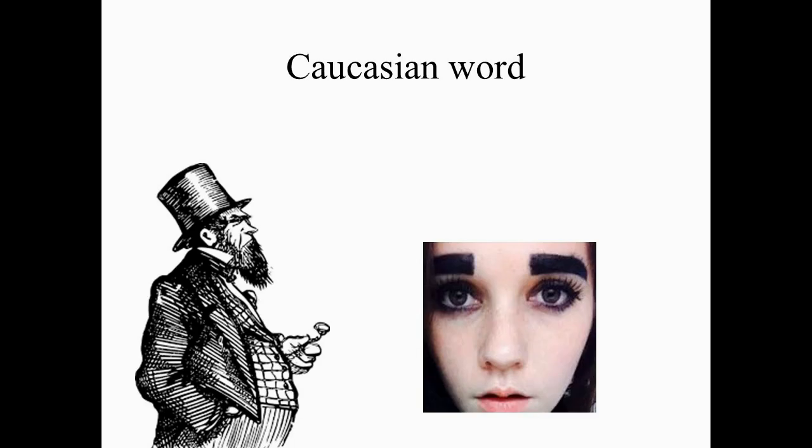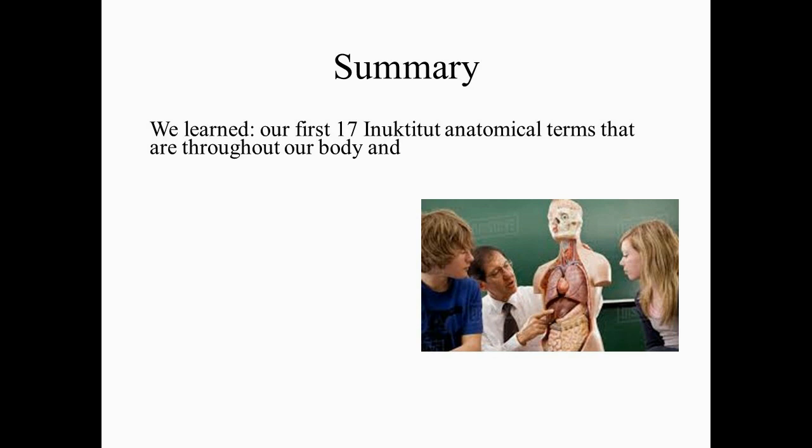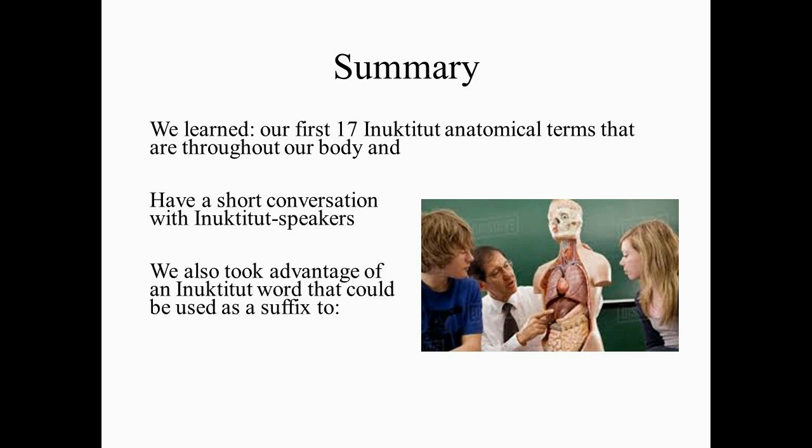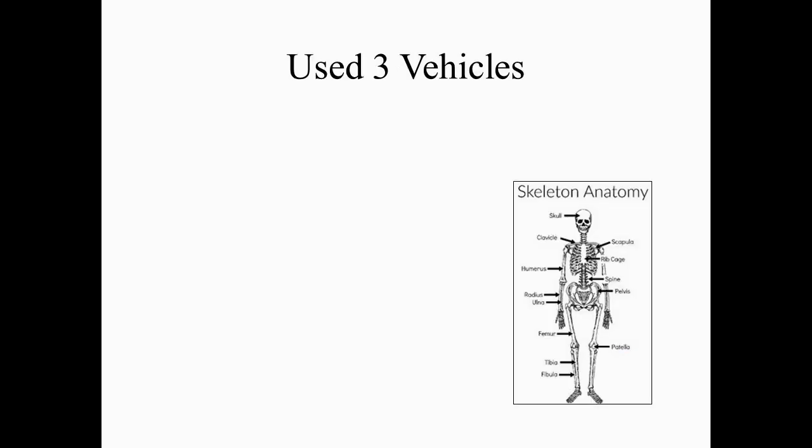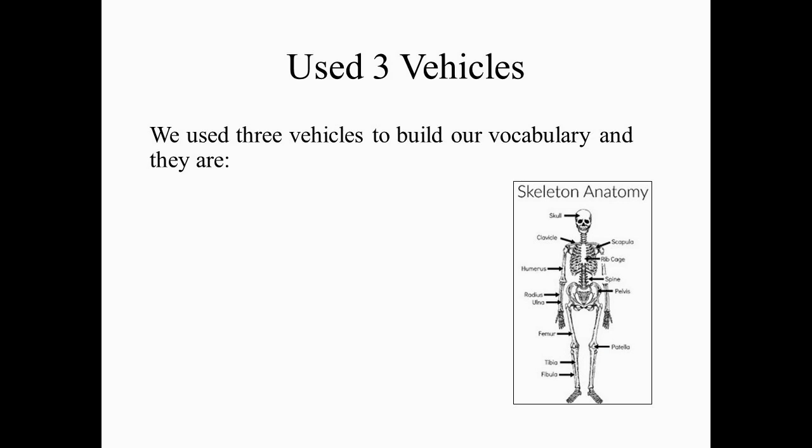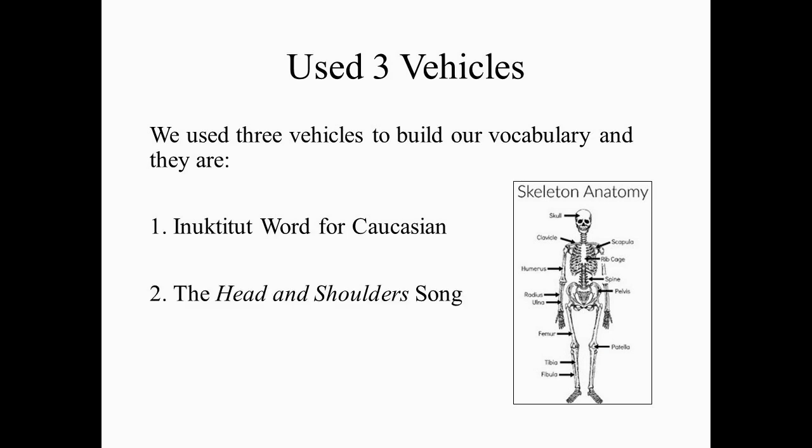In today's class, we learned our first 17 Inuktitut anatomical terms that are throughout our body and have a short conversation with Inuktitut speakers. We also took advantage of an Inuktitut word, the ear, that could be used as a suffix to describe medical terms invented by the Inuit. We used three vehicles to build our vocabulary, and they are the Inuktitut word for Caucasian, the Head and Shoulders song, and the Where is the Thumb song.